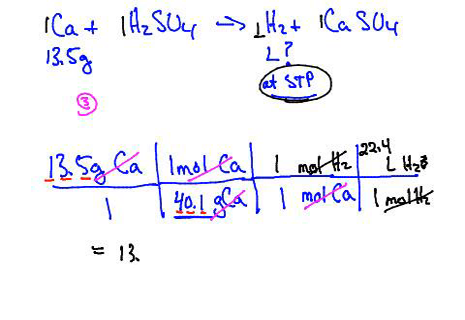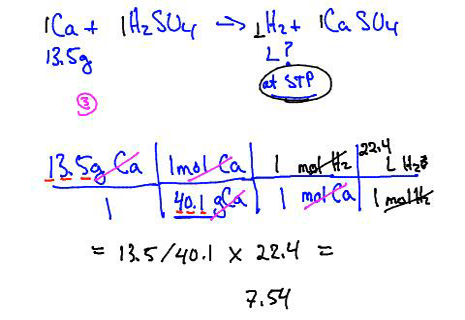And again, you take 13.5, you would divide by 40.1, and then you would times it by 22.4. Ignore the ones, of course, and that would give you the answer. And the survey says 7.5, actually the calculator, not the survey, says 7.54, and the unit that's left over is over here on the right, liters of hydrogen.